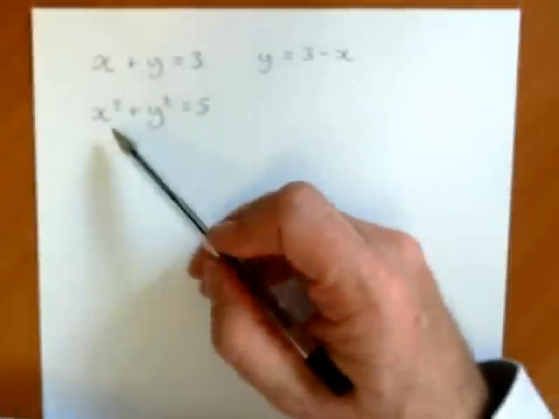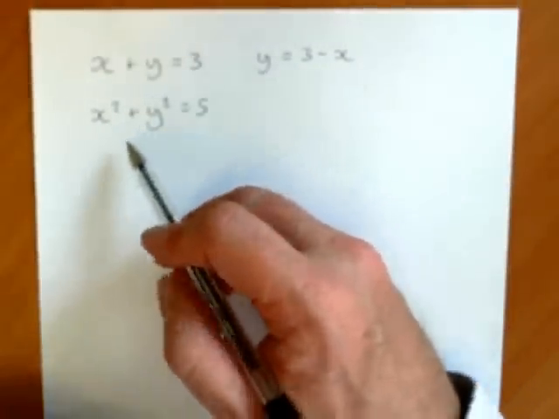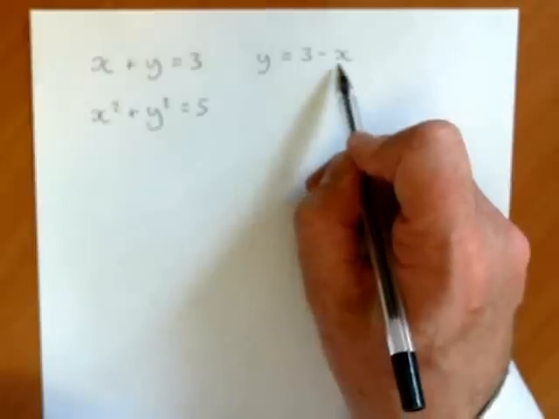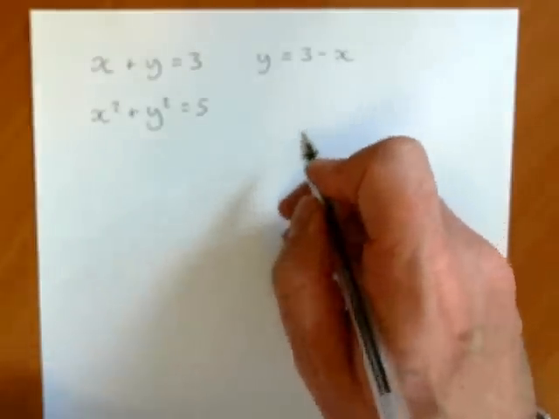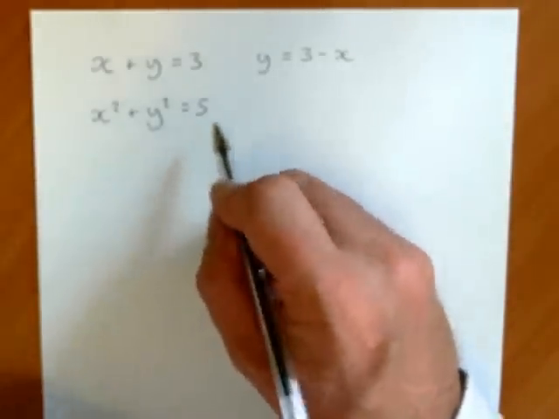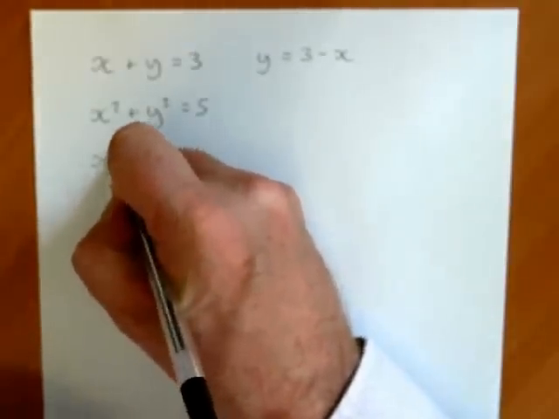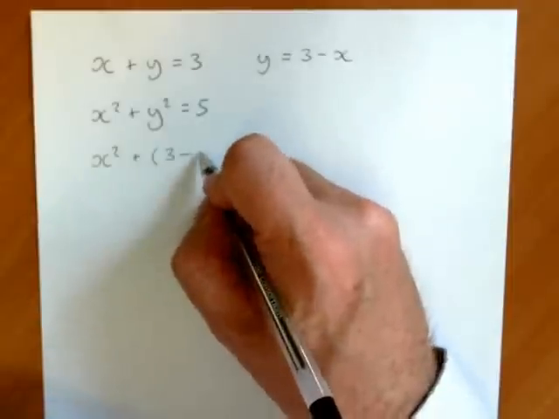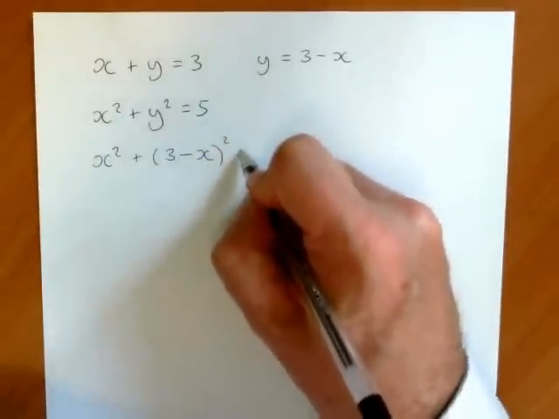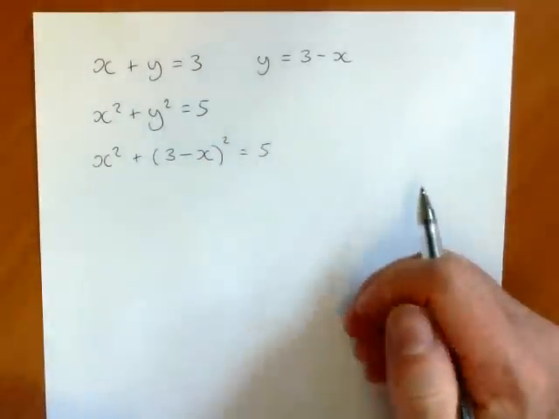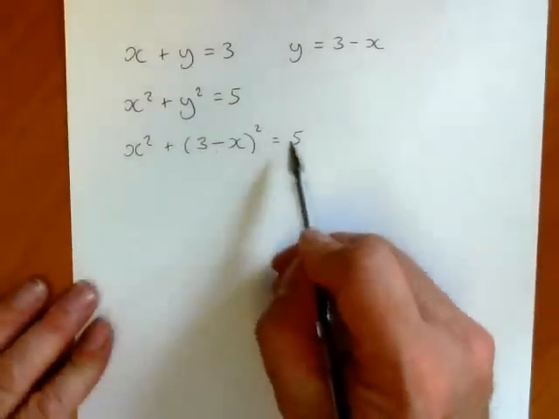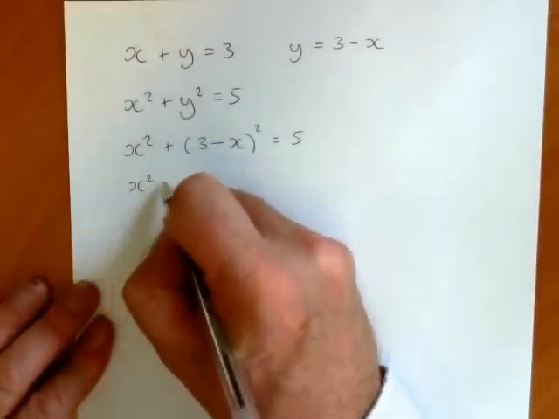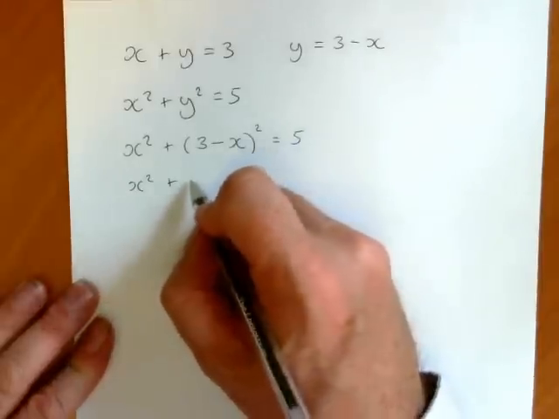And now in the non-linear equation, we then substitute in our value of y. So this will replace y with 3 minus x. Okay, so the y here disappears and is replaced with 3 minus x. Now the difficulty of the problem will now depend on the difficulty of this quadratic. So we have to expand (3 minus x) squared.